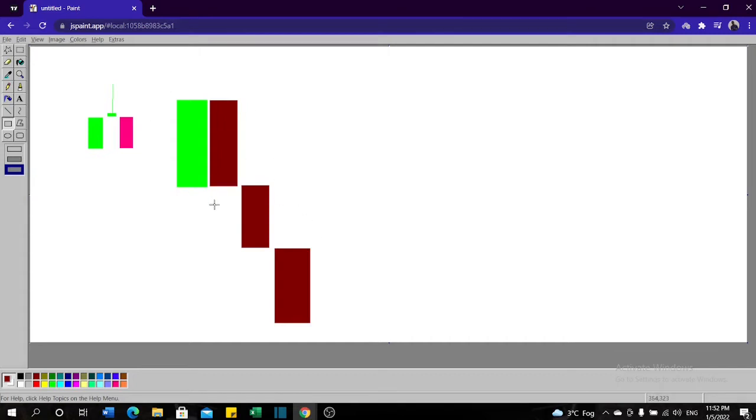So this pattern right here is called an engulfing candle. But since this is a downtrend, this is a bearish candle. That means it's a bearish engulfing candle. A bullish engulfing candle can happen when we're still on a downtrend, but then a bullish engulfing candle is going to cover up the previous bearish candle to form something like this, and the trend starts to change.